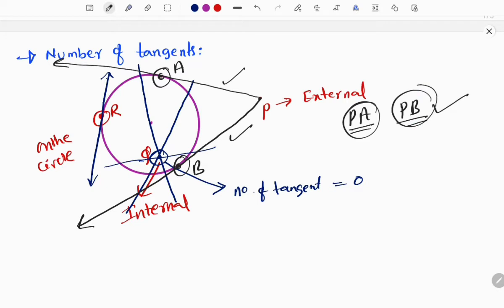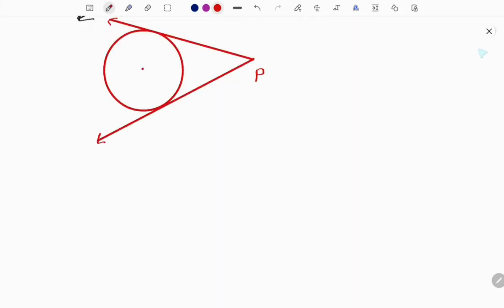PA, PB. Here PA is called the length of tangent. PA is called what? Length of tangent. PB is also called the length of the tangent. PA is the length of the tangent, PB is also the length of the tangent. Okay?